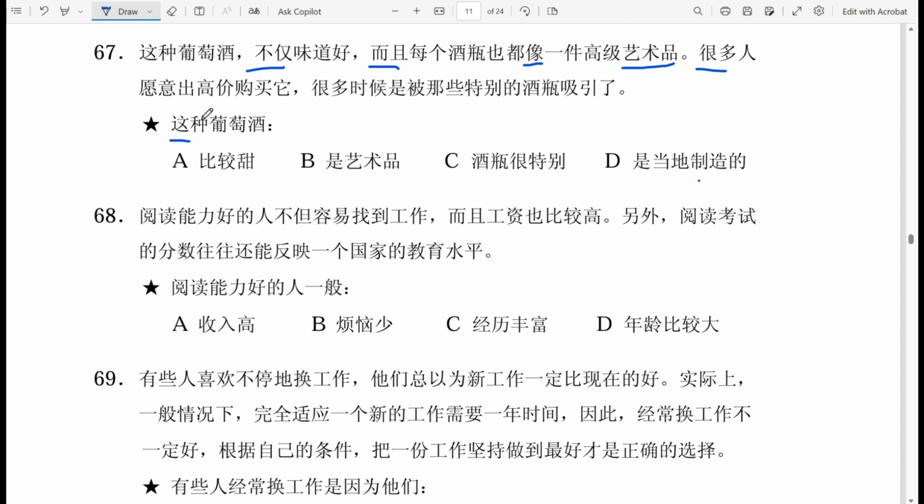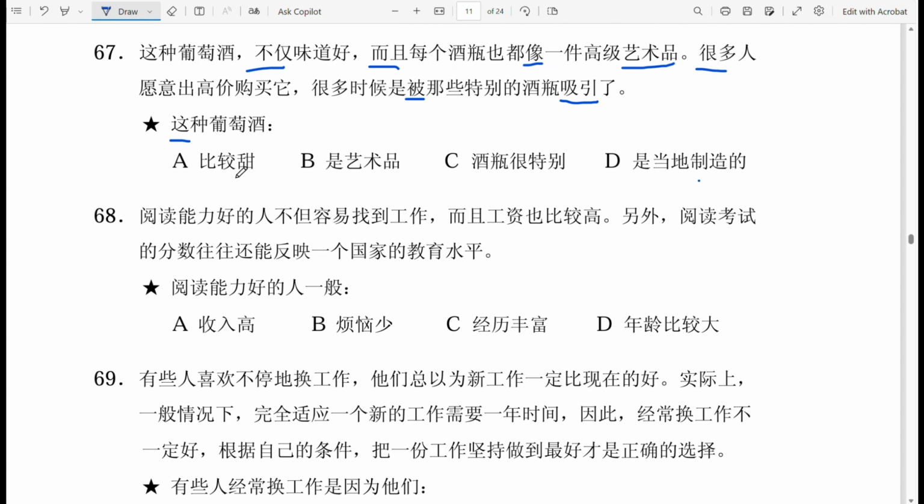Many people want to buy it even despite the high price. And this is because 很多时候, many times they are 被, so it is a passive sentence, the verb is at the end, 吸引, they are impressed, attracted by these 特别的酒瓶, these special bottles. So let's go back to our question. It's asking us something about this wine.